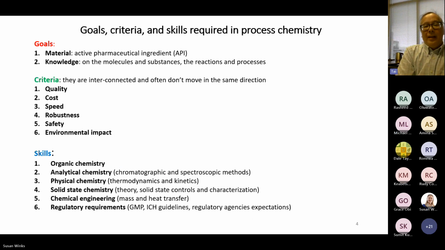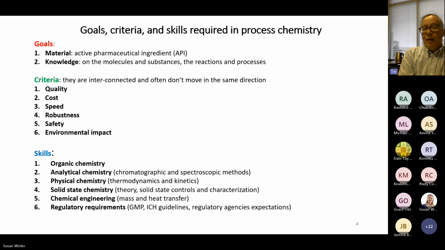So I tend to go off on a tangent when I talk about chemistry, so I try to put some framework within the talk. We will revisit these things as we go along with the chemistry. So there are goals, criteria, and skills needed to do process chemistry. The goals are usually fairly obvious. We have to make active ingredient, we have to make API in quantities. The second goal, obviously, is to accumulate knowledge on the molecule, on the drug substance, and the processes by which it's made. So the knowledge part is important too.